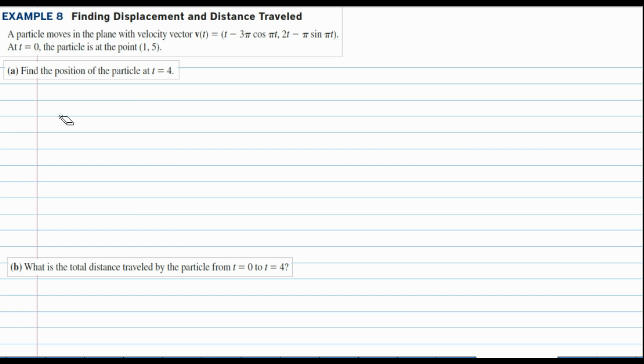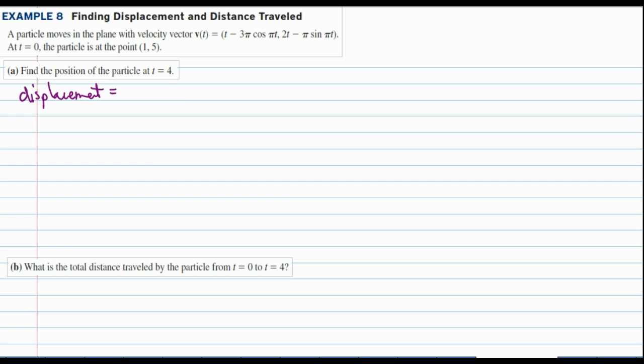So in example 8, we're going to find the displacement and the distance traveled. A particle moved in the plane with velocity vector v of t equals, well, that mess. At t equals 0, the particle is at the point 1, 5. So that's where the particle is at now. We want to find the position of the particle at t equals 4. So we're going to use displacement for position because all I need to know is the new location of this point at a new time. I don't need to know how far it traveled or anything like that. I just need to know the position.